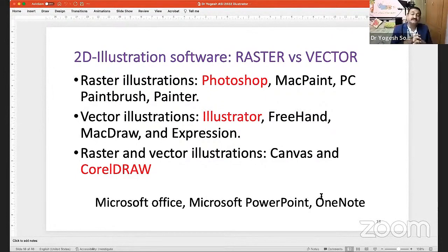2D vector illustrations can be drawn using Adobe Illustrator, FreeHand, MacDraw, and Expression. Any number of softwares are available. Raster and vector images can both be drawn together using Canvas or CorelDRAW. Out of these, Adobe Photoshop, Adobe Illustrator, and CorelDRAW are currently in wide use. Other software that all of us use in day-to-day life are Microsoft Office, Microsoft PowerPoint, and OneNote. I have seen people creating beautiful illustrations using Microsoft PowerPoint also.